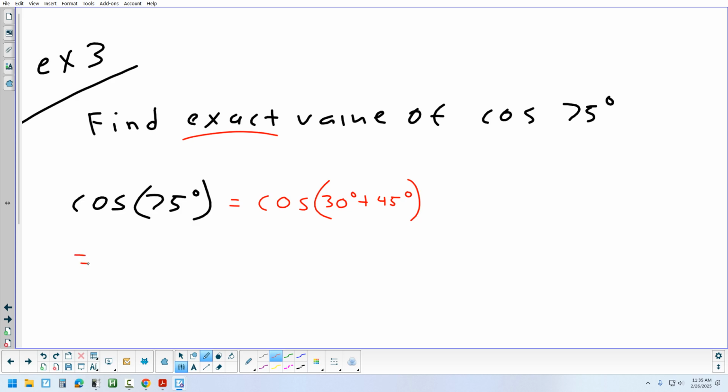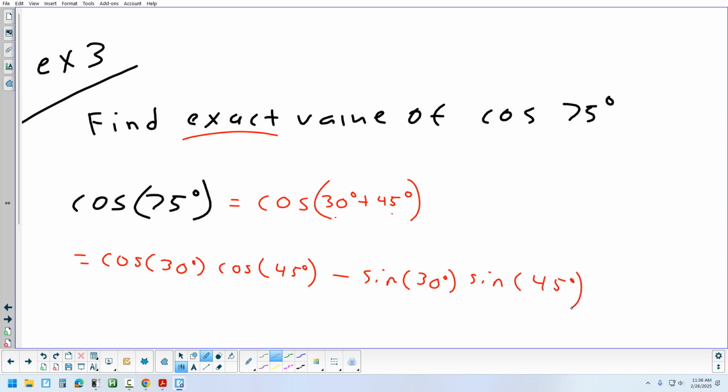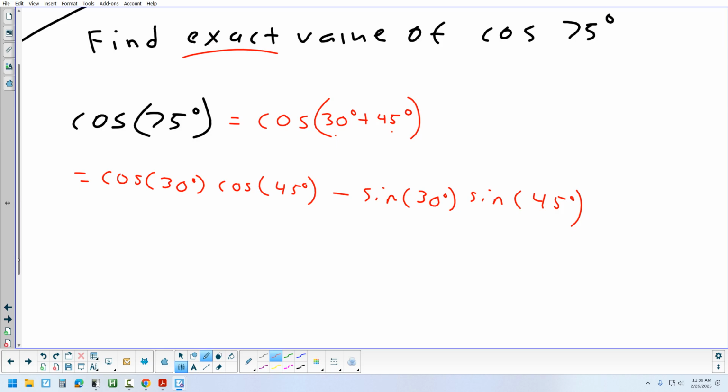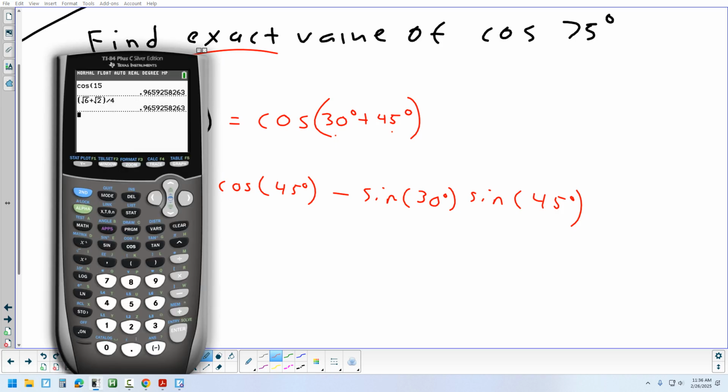Can anybody tell me how to break all of that up using the cosine sum formula? 30 degrees would be 1 and 45 degrees would be 2. Okay, so those are going to be my two angles, my 1, 2 for my angles. And what's going to be the whole thing? Yep. Cosine 30 times cosine 45 minus sine 30 times sine 45. Now, we've already done all of those trig functions. It's very similar to the one we just did. So we can hopefully go through a little quicker. Cosine of 30 is how much?